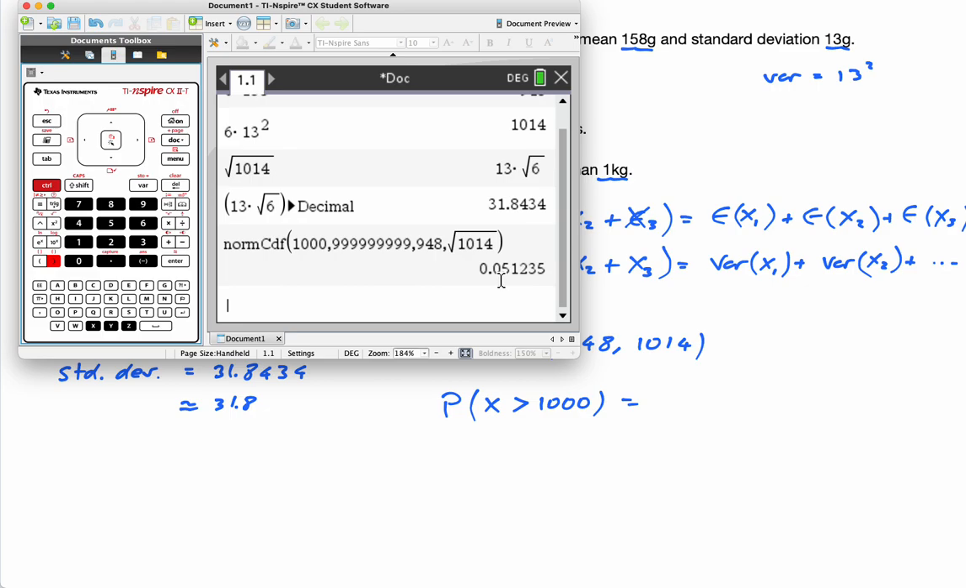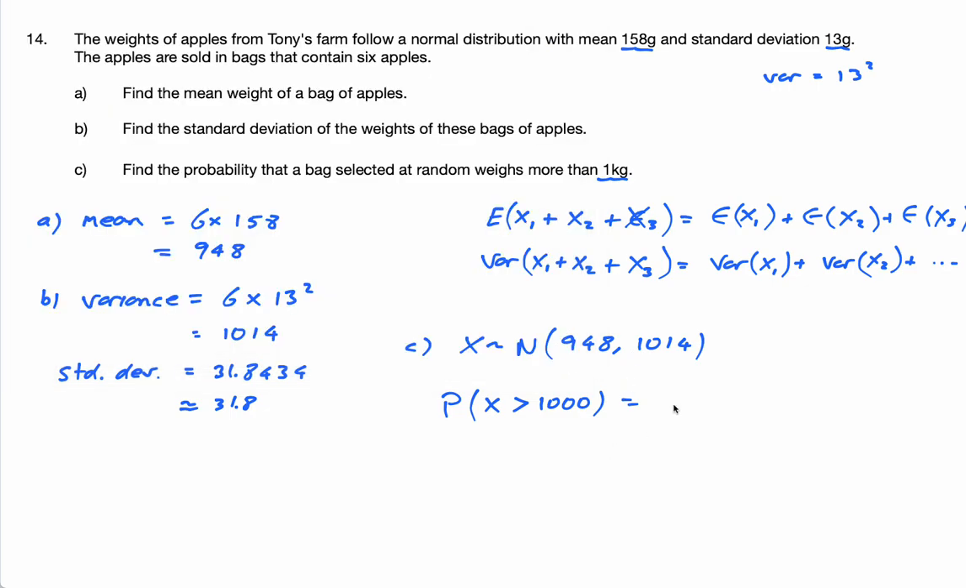So 0.051235, to 3 significant figures, 0.0512. And that's it. That is question 14.